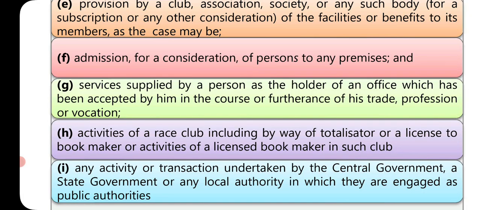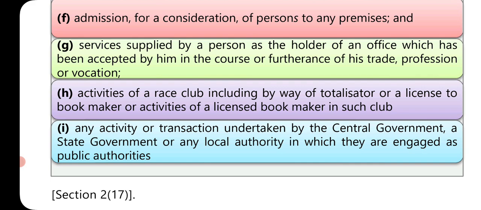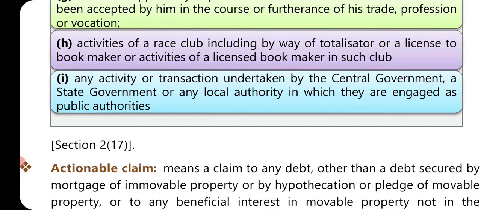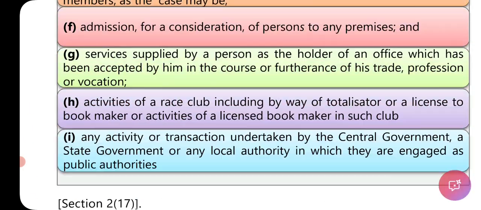Next, services supplied by a person who is the holder of an office which has been accepted by him in the course or furtherance of his trade, profession, or vocation. So any services supplied by a person as the holder of an office, okay, that is also part of the business. Activities of a race club, including by way of totalisator or a license to bookmaker, or activities of a licensed bookmaker in such club. Okay, so horse race and everything are covered here. And any activity or transaction undertaken by the CG, state government or local authority in which they are engaged as a public authority. So these are the definition of business.